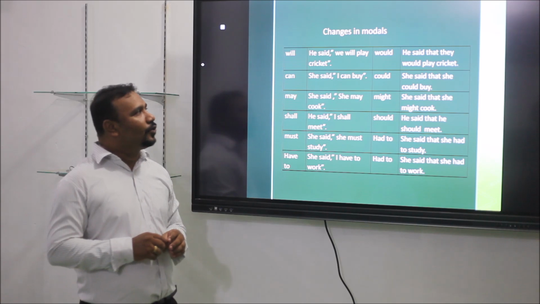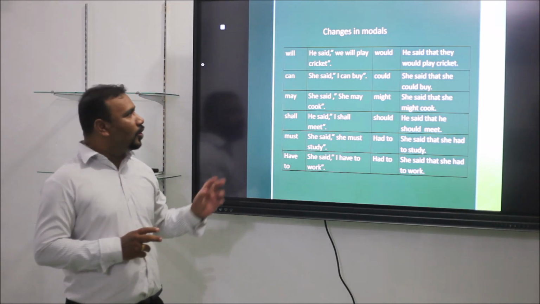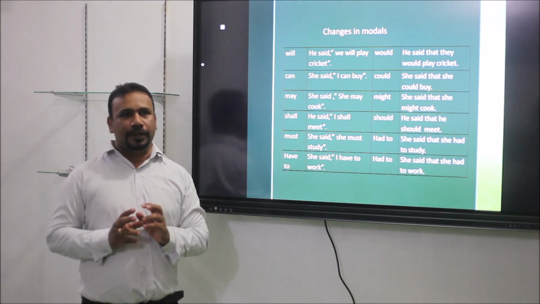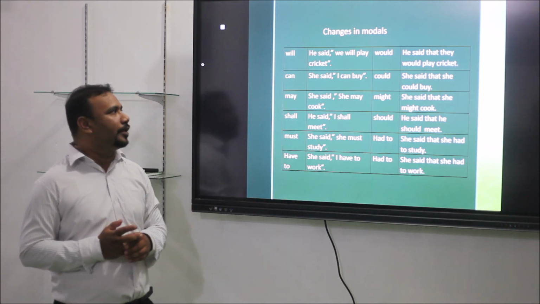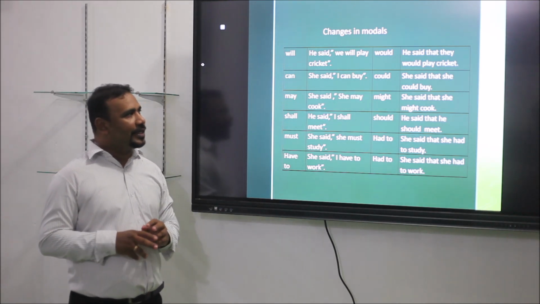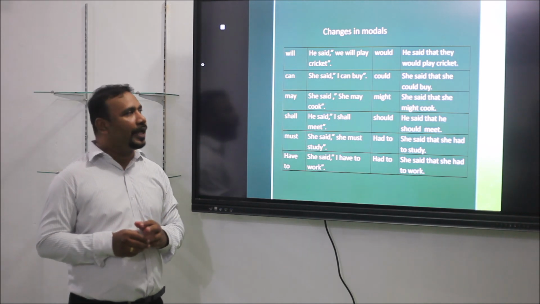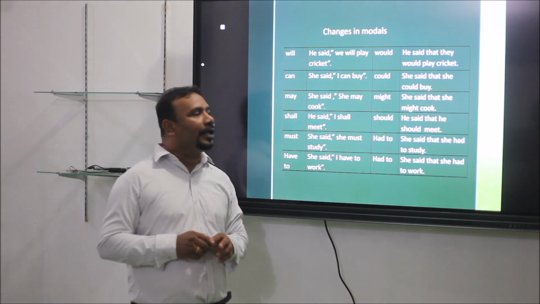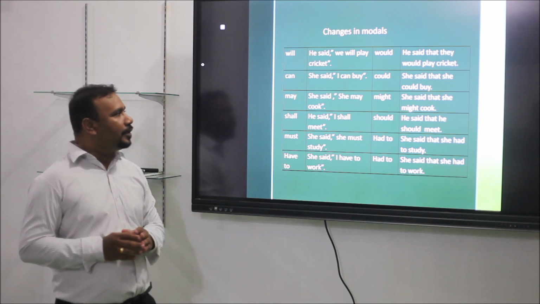Now I have given you changes in modals. How the modals have changed. Will has changed to would. So if will comes in the direct speech, we have to change it to would. For example, he said, "We will play cricket." If we change it, he said that they would play cricket. We has become they, and will has taken the place of would. Then play cricket. It's the easy way. You have to see will become would.